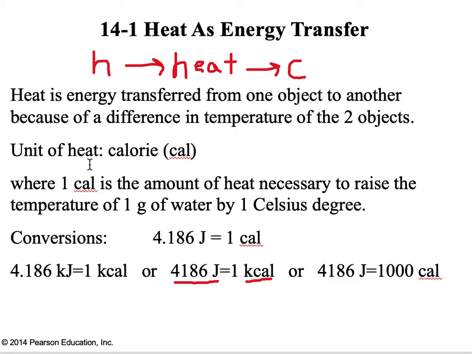The unit of heat in the SI system is the calorie, or the kcal. We're going to try and stick to joules in this chapter. 4.186 joules is the equivalent of 1 calorie. A kcalorie is 1,000 calories. Therefore, in 1 kcalorie, there's 4,186 joules. Make sure you read your problems carefully to find out if you're given kcalories or kilojoules or joules or calories.